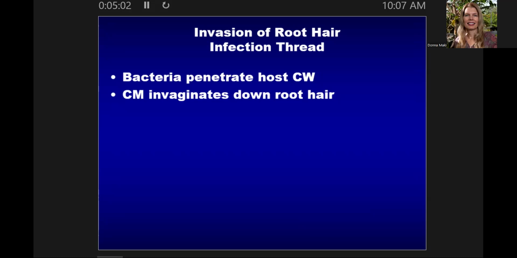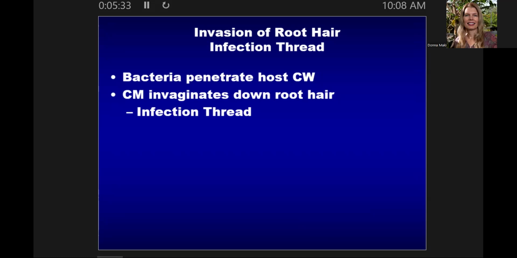And so the cell membrane, as it's getting pushed ahead, kind of invaginates around the bacteria, and they start to call that process the infection thread. I'll show you some pictures. When you look at it under the microscope, it's just these bacteria in single file, one right after the other. And the lead bacteria is pushing that cell membrane ahead of itself. In that manner, the bacteria are never breaching the cell membrane.